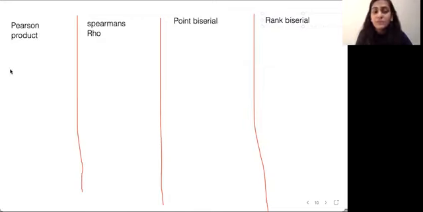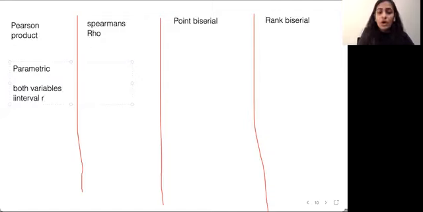Now, if it's a Pearson product, that means this is a correlation coefficient that is parametric. It is correlating both variables which are either interval or ratio. Why did I say interval or ratio? Because it is a correlation coefficient for parametric data. So if your variables are interval or ratio, what correlation coefficient do you use? You use a Pearson product correlation coefficient.